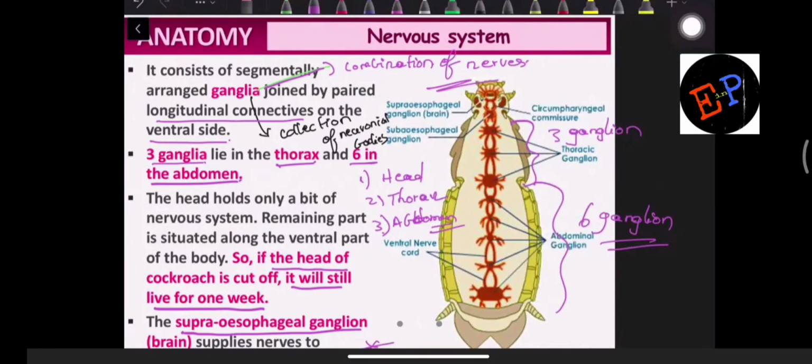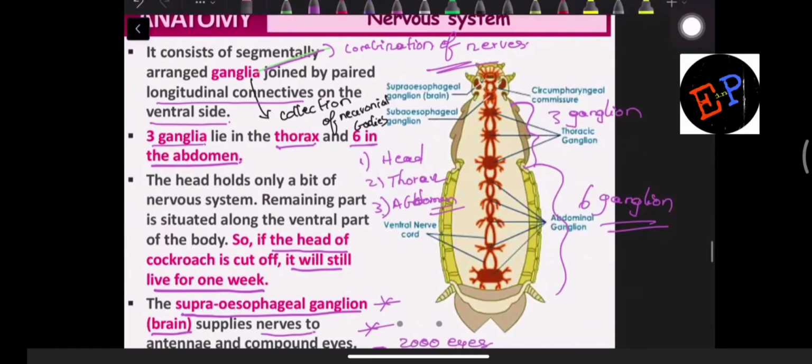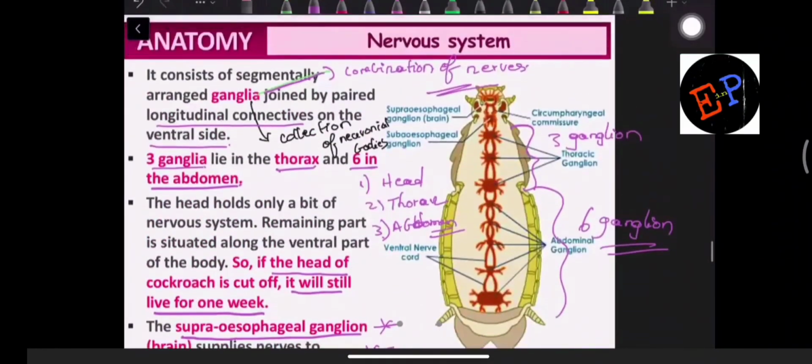So the nervous system is connected to the antennae in the head region, as well as the compound eyes. And how many small eyes are present? 2000 small eyes are present, and they are combined to form the compound eyes in the case of the cockroach. Are you able to understand? So what is this ganglion called? This is called the supraesophageal ganglion. This is the ganglion which supplies the antennae as well as the compound eyes. These are the points which you should remember here.